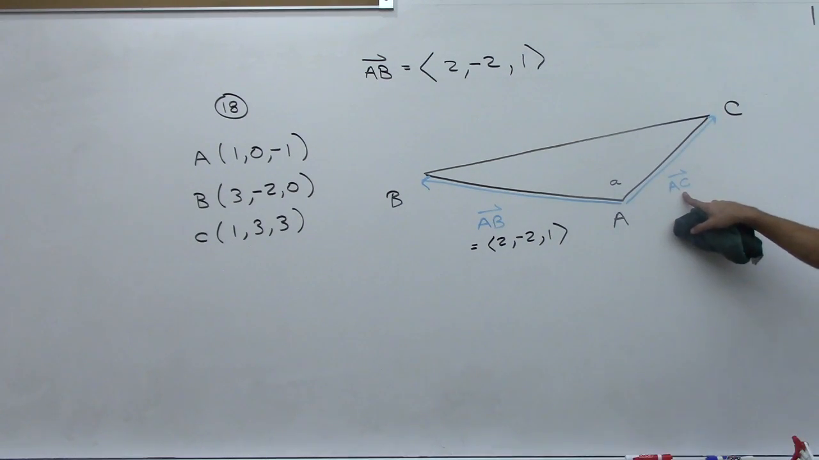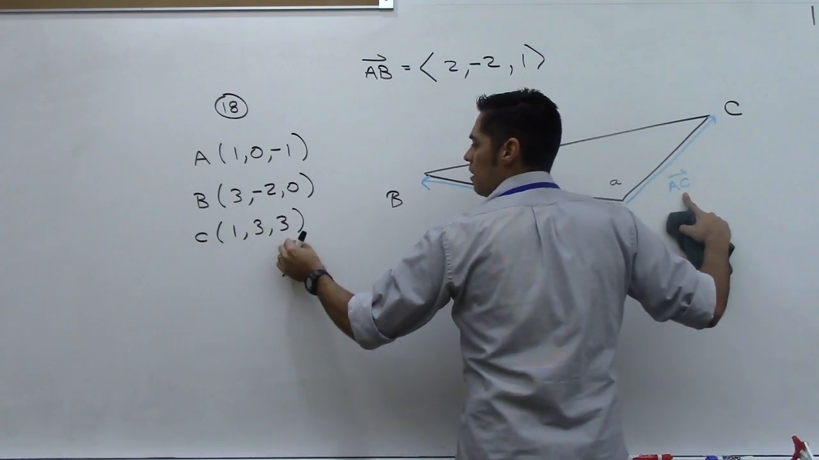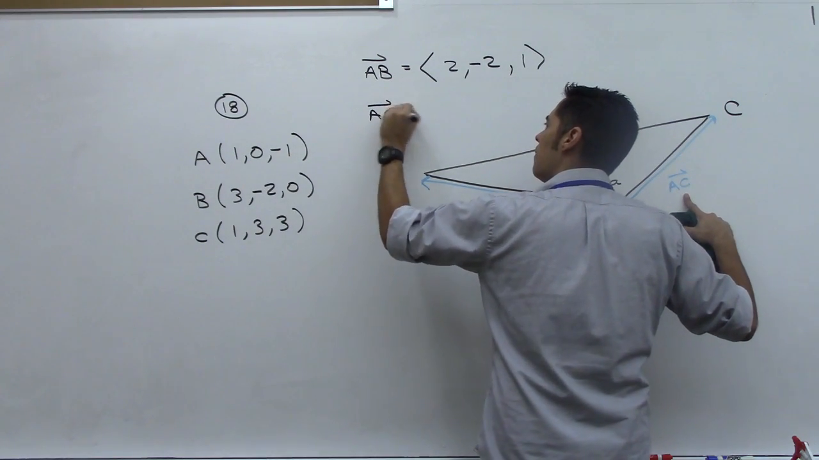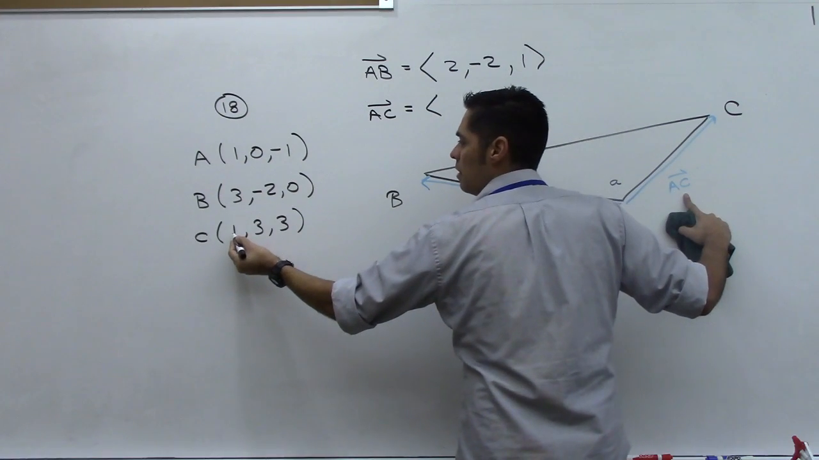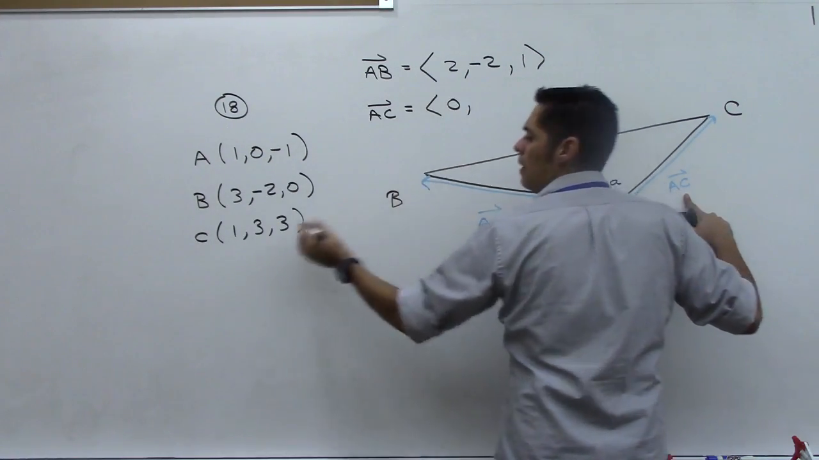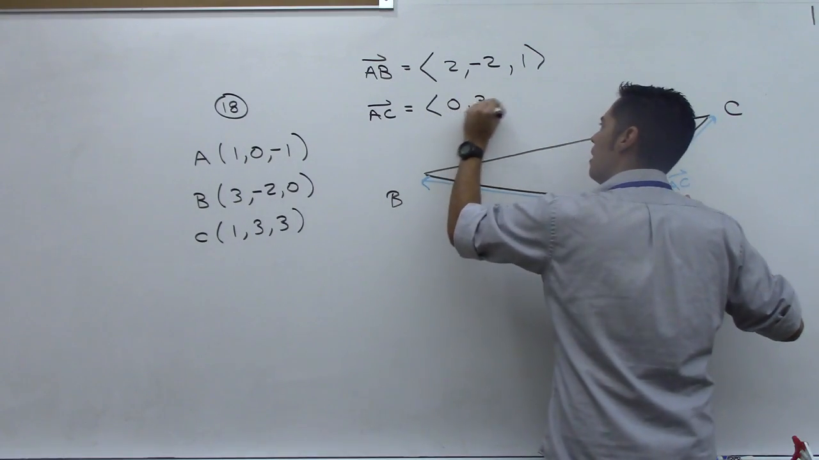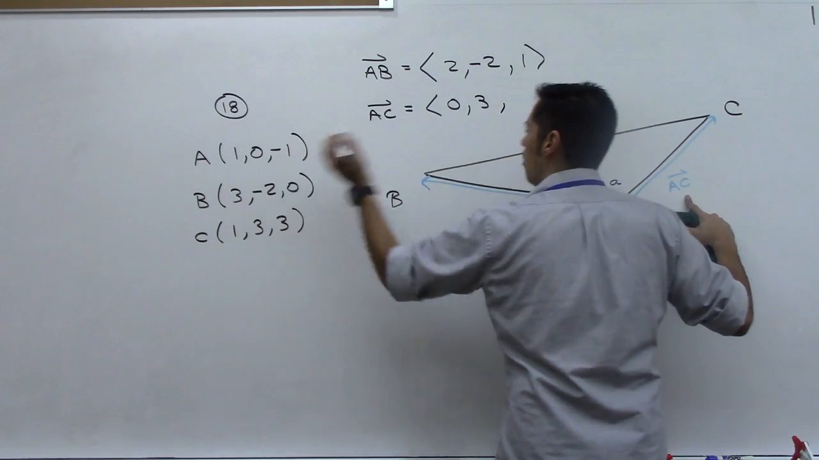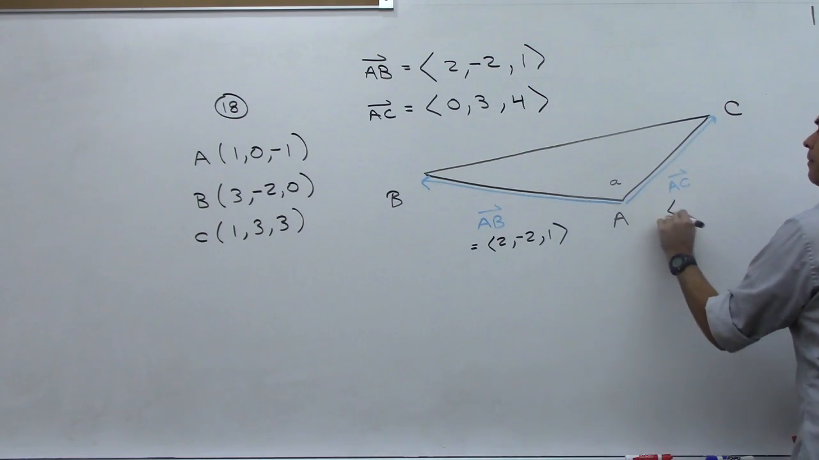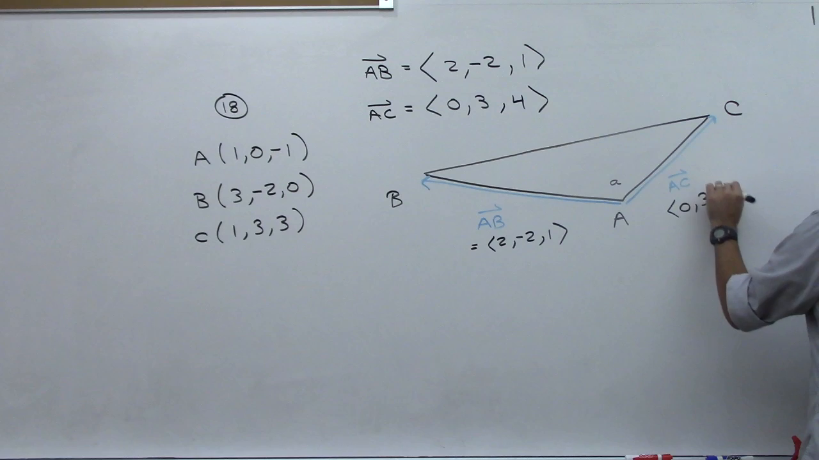Then the vector from A to C, I'm going to take the C coordinates and subtract the A coordinates. So the vector from A to C is, let's see, 1 take away 1, you get 0. 3 take away 0, you get 3. And then 3 take away negative 1, you get 4. So this is the vector 0, 3, 4.